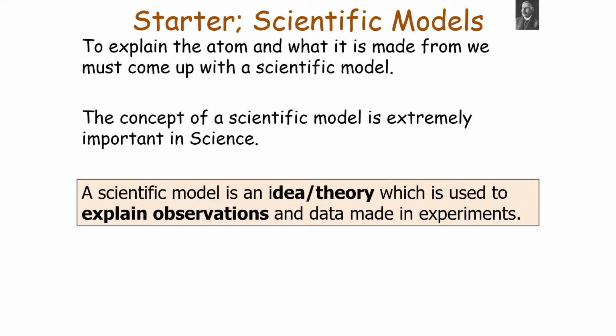Now, to explain the atom and what it is made from, we've got to come up with a scientific model. The scientific model is an extremely important concept in science. A scientific model is an idea or a theory which is used to explain observations and data made in experiments.